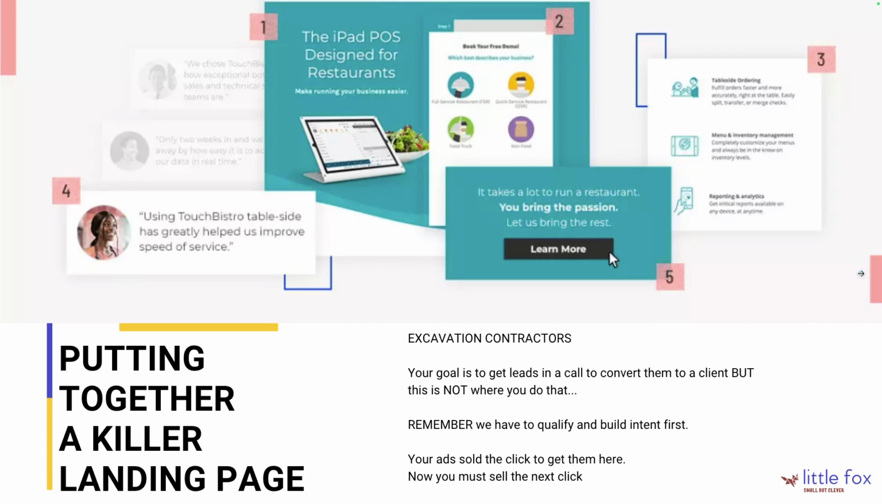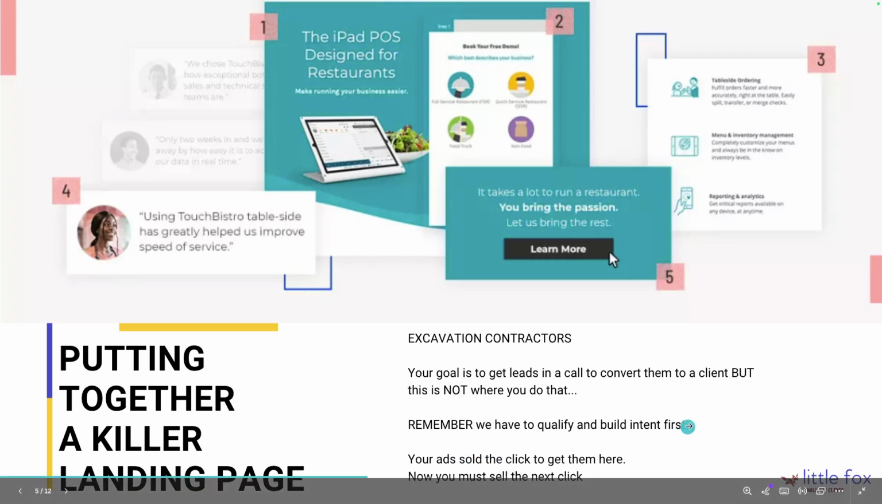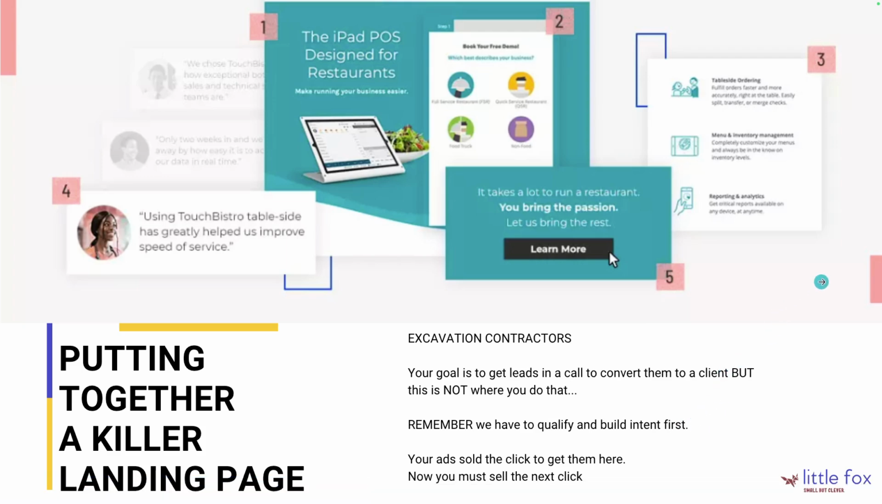Right. So the next thing you want to know, and the next promise I gave you, is I'm going to show you exactly how we build them. I'm going to show you all the components that go on a landing page that works, that converts. So again, I work with excavation contractors, and the whole goal of this page is just to get the lead. Once they come in, of course, you need to remember that you need to go qualify them and those sorts of things. So I'm not talking about a qualification process here. I'm just talking about getting their details straight up.